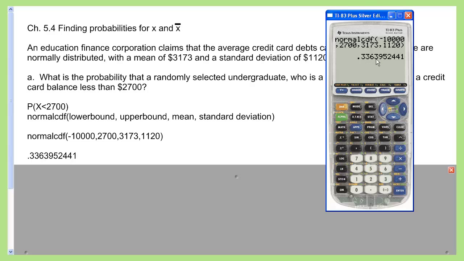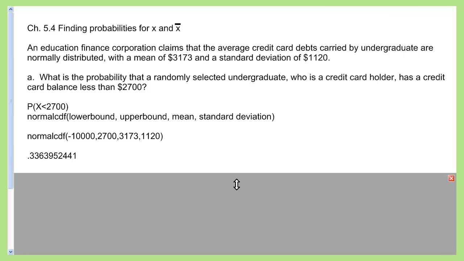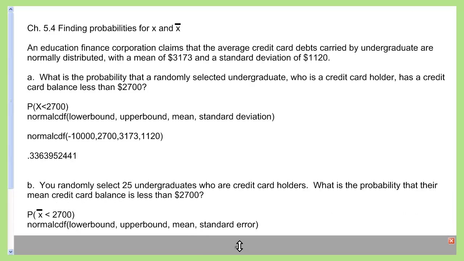So probably it'll ask you to round off to 4 numbers behind the decimal or 3 numbers behind the decimal. Make sure you round it off correctly. Then we're going to go to the next one, and this is going to be for x bar, and we need to have the mean because I'm told that I want 25 undergraduates who are credit card holders. What is the probability that their mean credit card balance is less than $2,700? So see here it says mean. That's the difference between this question and this question.